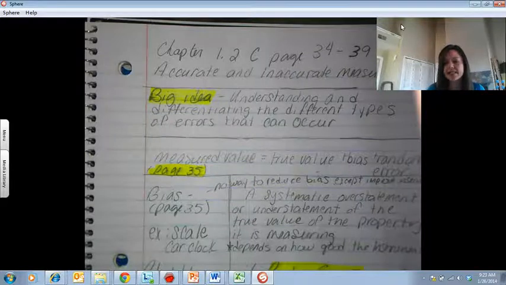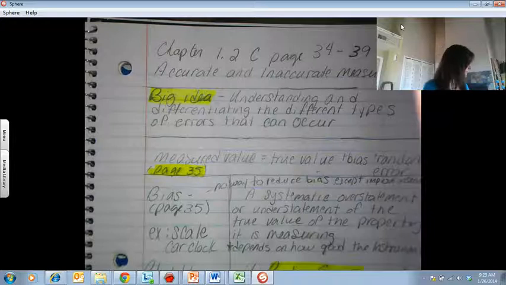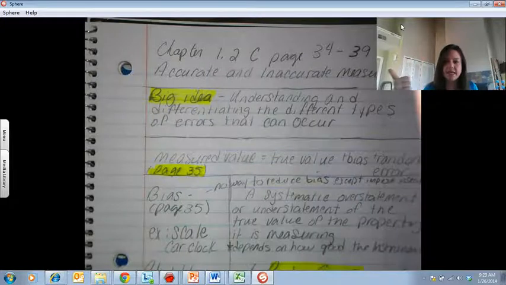Here on page 35 in the blue box, it tells you the definition: a systematic overstatement or understatement of the true value of the property that it is measuring. It depends on how good that instrument is. The next part of error, we're going to look at two different types of error: bias and random error.